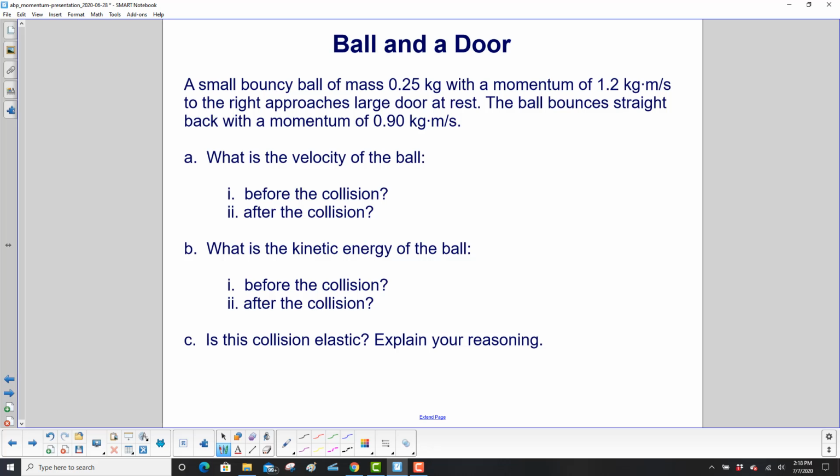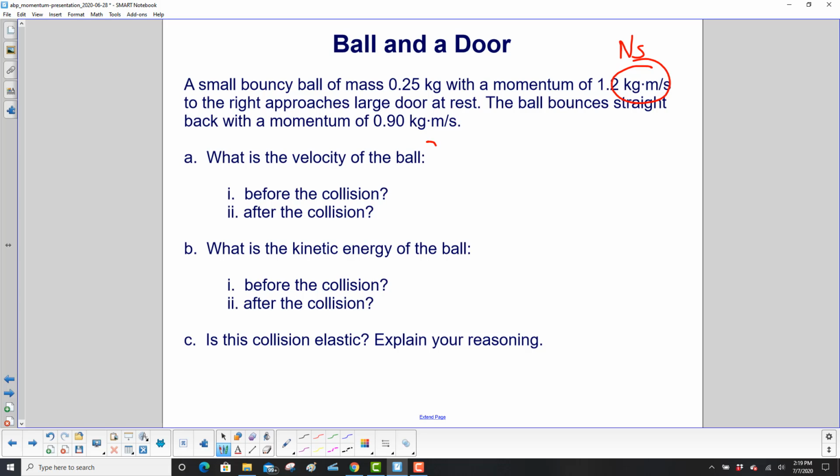A small bouncy ball, or Spalding, of mass 0.25 kilograms with a momentum of 1.2 kilogram meters per second, and of course this also is Newton seconds, both units work, approaches a large door at rest. The ball bounces straight back with a momentum of 0.90 kilogram meters per second.